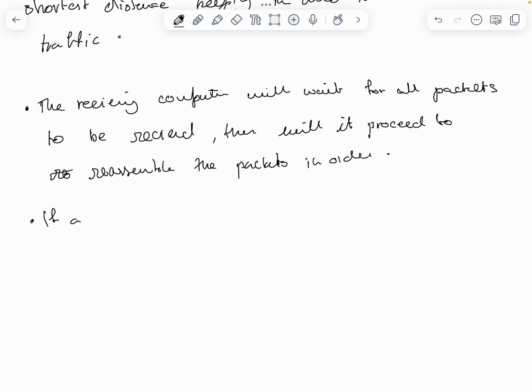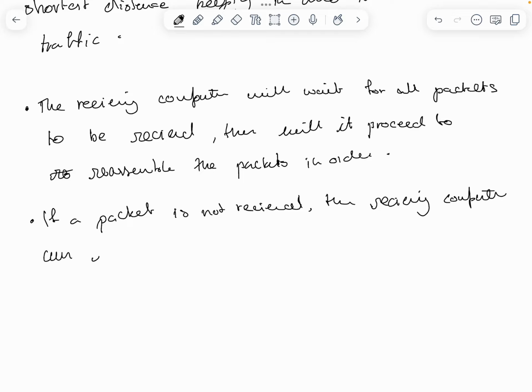If a packet is not received, the receiving computer can request the packet to be resent, and then it will continue once again.